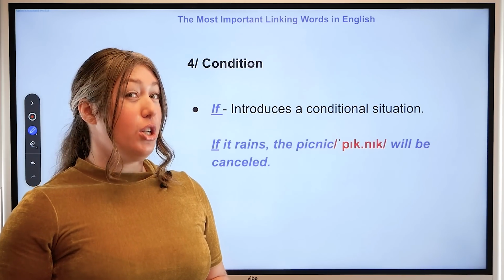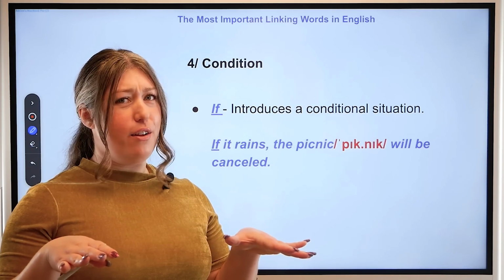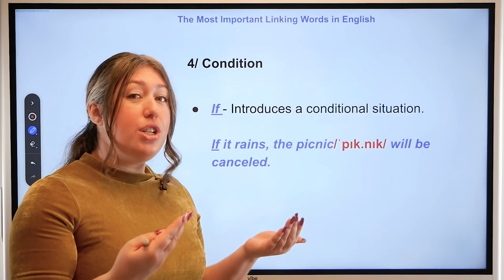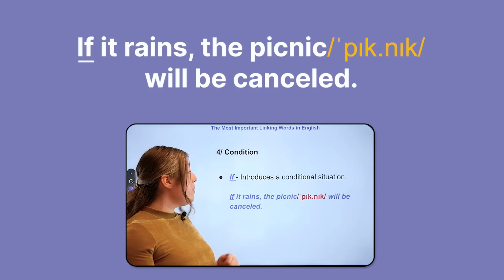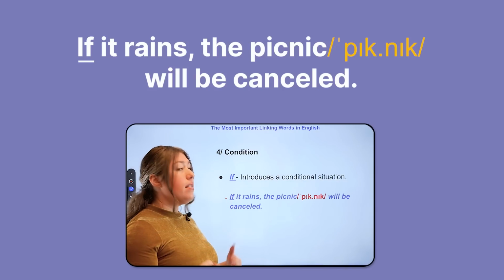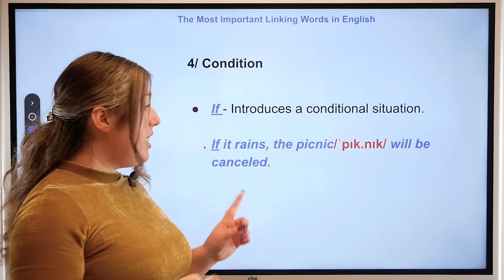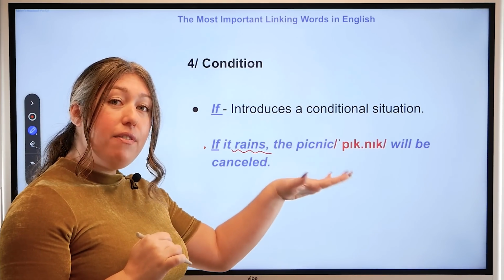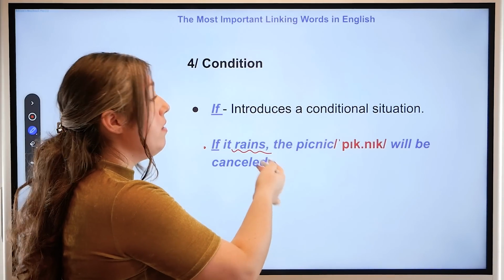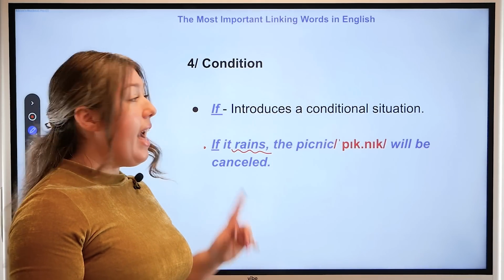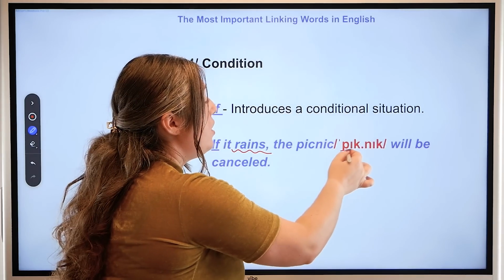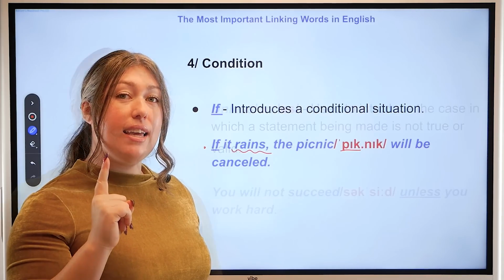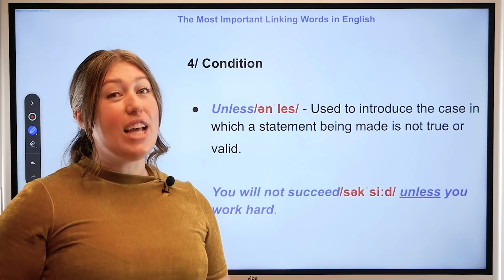And now we have linking words of condition. Maybe you've heard of conditional statements, which we will cover in another video. The linking word if introduces a condition in a situation. For example, if it rains, the picnic will be canceled. So the condition here is if it rains. And after this first statement, we have the result. The picnic will be canceled. And let's look at pronunciation. We have a stress on the first syllable in picnic. Picnic.